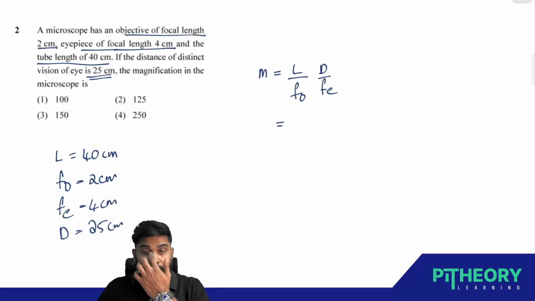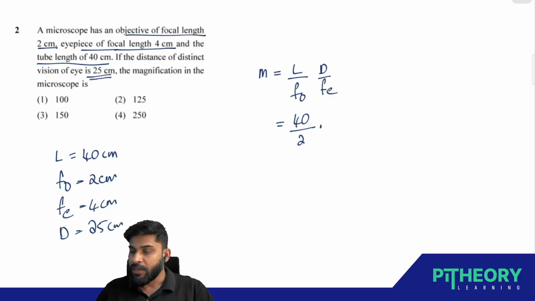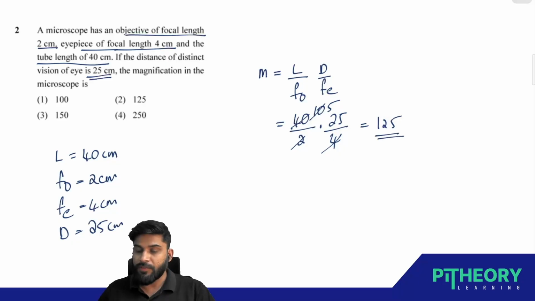We have to directly substitute the values. What we are going to get is 40 divided by 2 into D, which is 25, divided by 4. So how do we simplify this? Here this is 10, and if we cancel, 5 fives are 25, so 10 into 25 divided by 2 gives 125. And 125 will be the answer. Option 2 is the correct answer for this.